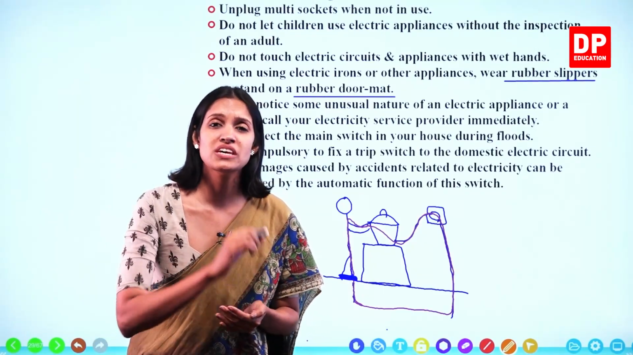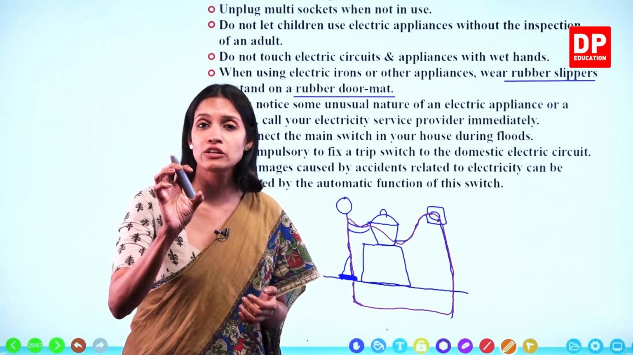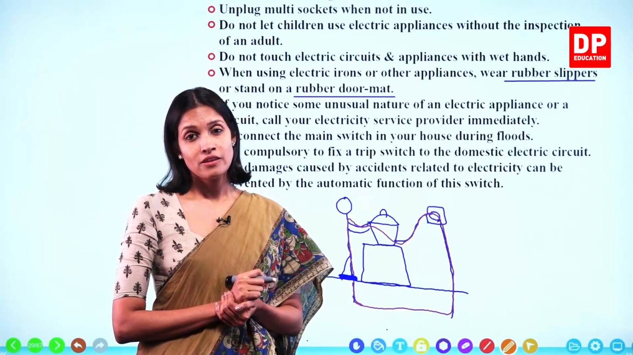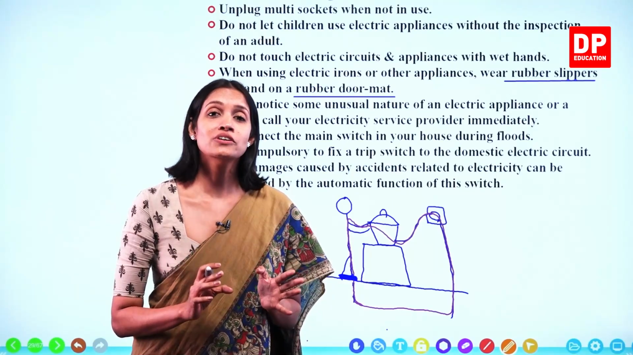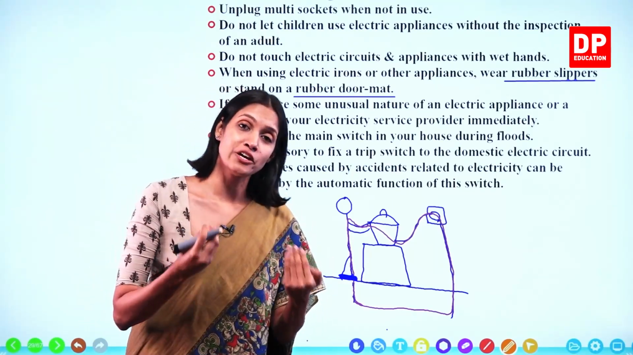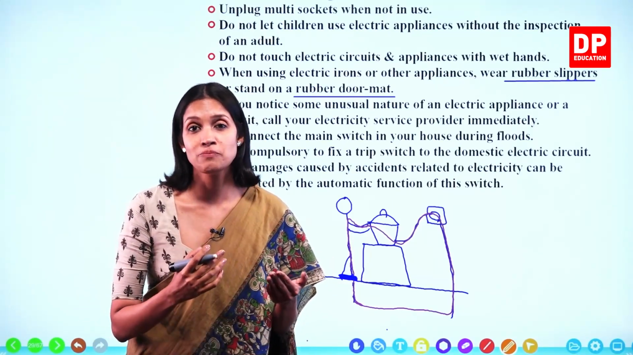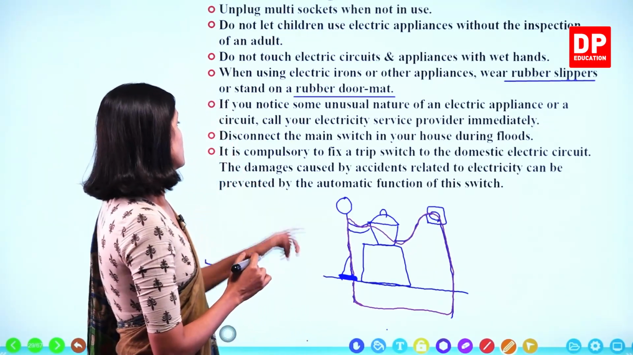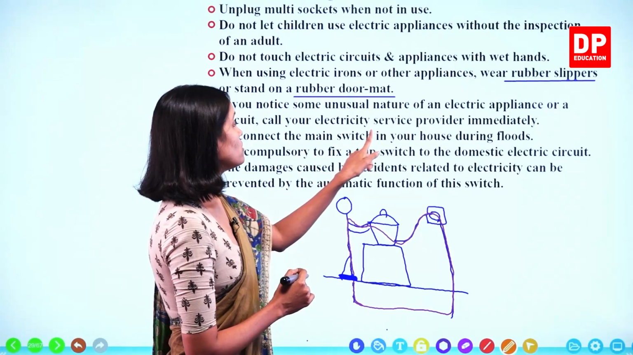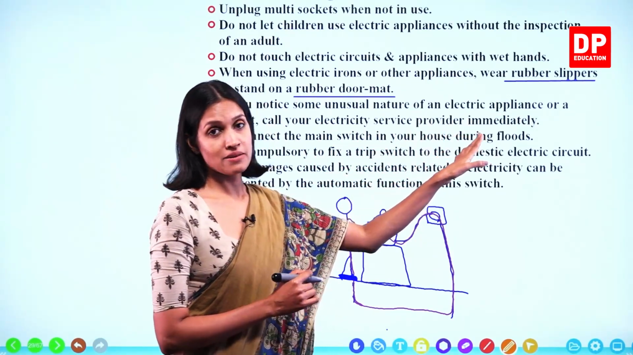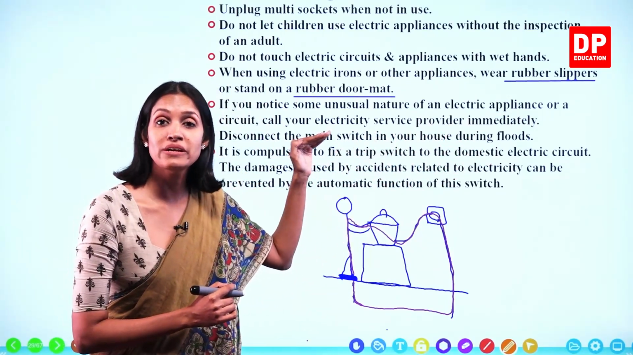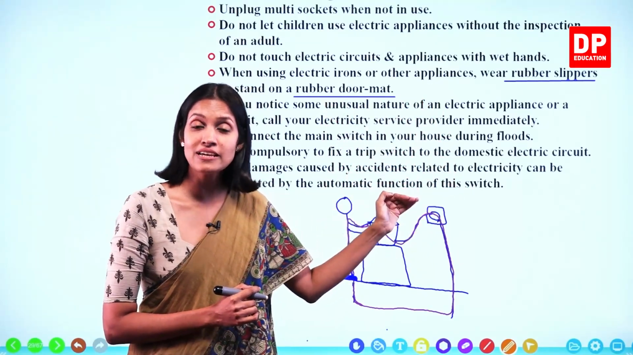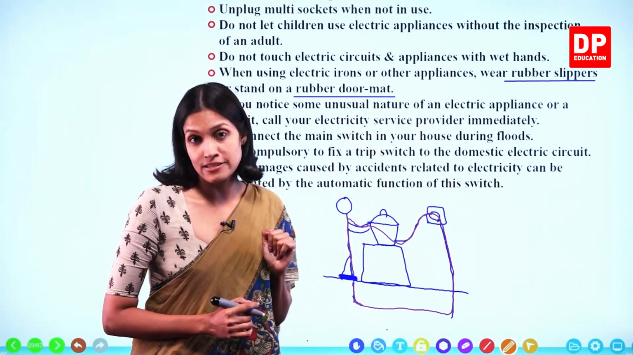And sometimes you see in circuits, or even sometimes when you plug certain appliances, you see it sparks. So you should never try to correct these things by yourselves. You should get the help of a technician. Right, children? Okay. Disconnect the main switch in your house during floods. Main electrical supply should be disconnected during floods again. The reason is because water conducts electricity.